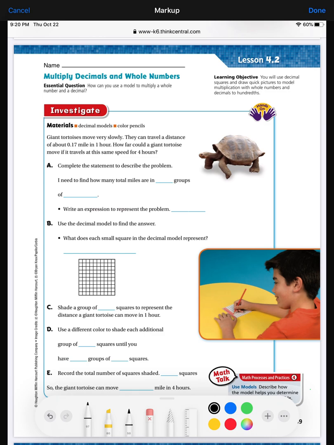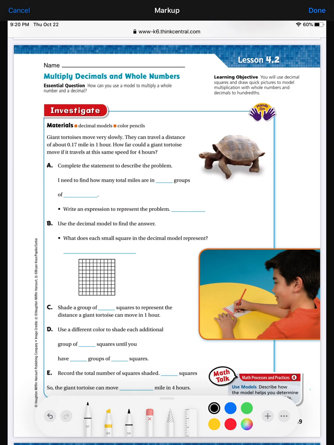So at the top where it says investigate, giant tortoises move very slowly. If you've ever seen a giant tortoise, don't worry, they will not chase you. They are very, very slow. I promise you'll be able to outrun them. They can travel a distance of about 0.17 miles in 1 hour. That is not very far, guys. That's a very short distance in an hour. How far could a giant tortoise move if it travels at the same speed for 4 hours?